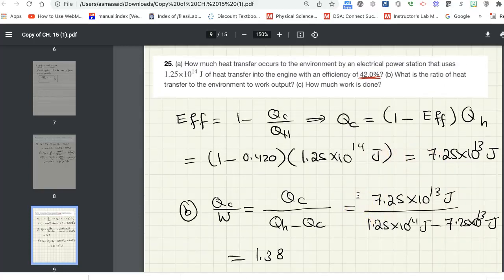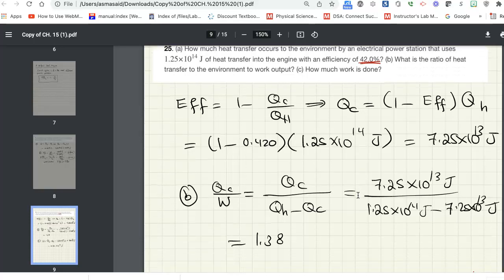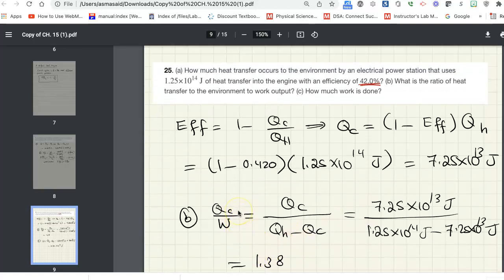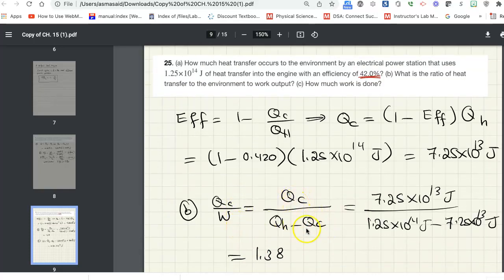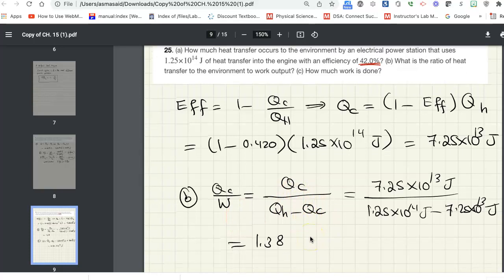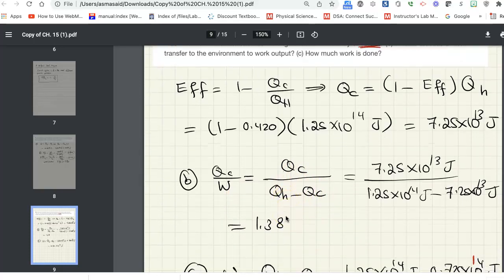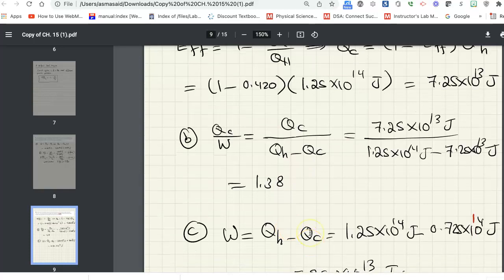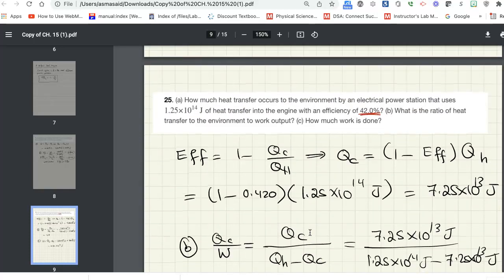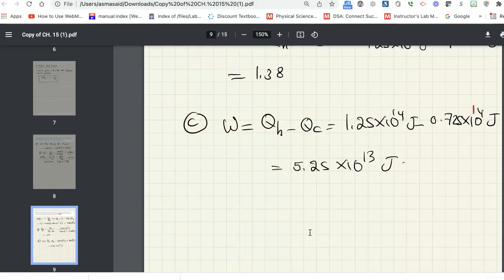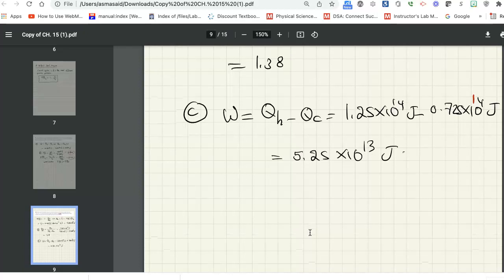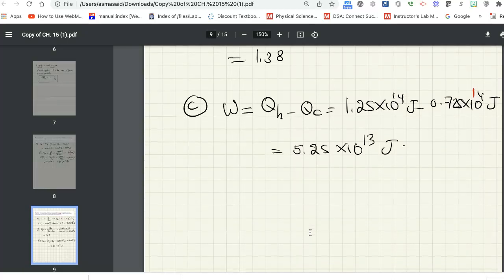Now, what is the ratio of heat transfer to the environment to the work output? Okay, we can say QC over W, and that is QC divided by Q hot minus QC, and that is going to be 1.38. The last part, C, is how much work is done. We said we can calculate the work that is the difference between Q hot and Q cold, and that is going to be 5.25 × 10^13 joules.